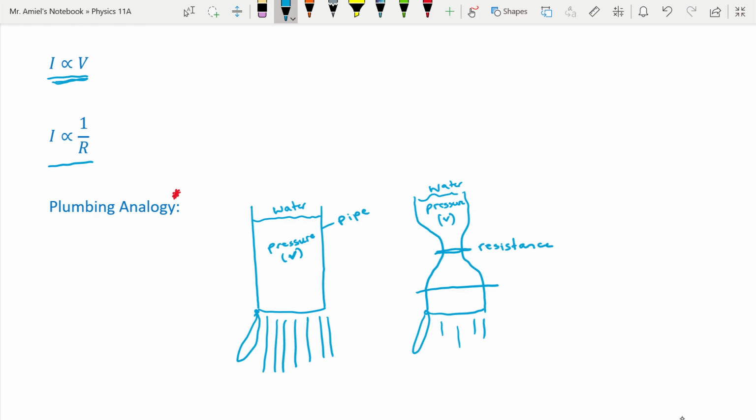Again, we come back up here, we've got this relationship where it's inverse. So we say if we increase the resistance, we're going to decrease our flow. Increase resistance, decrease flow.